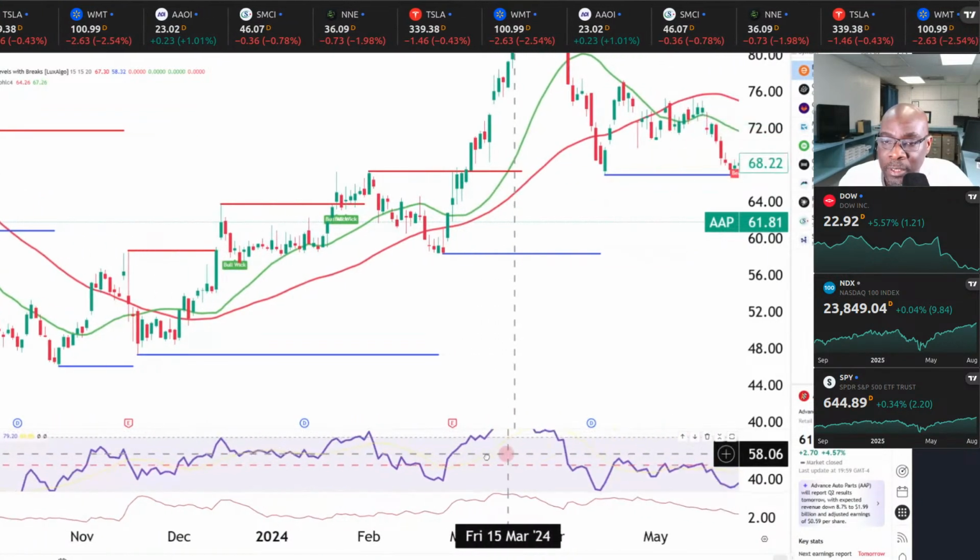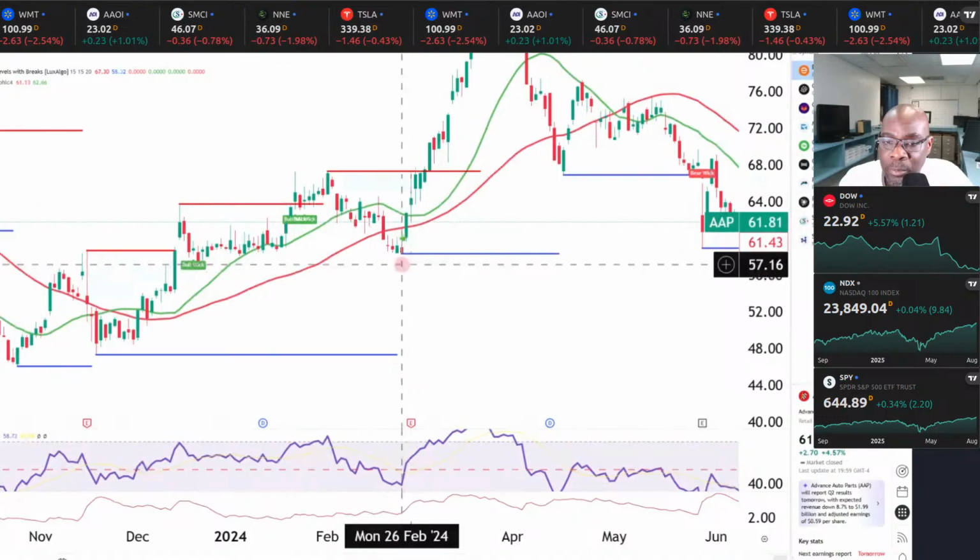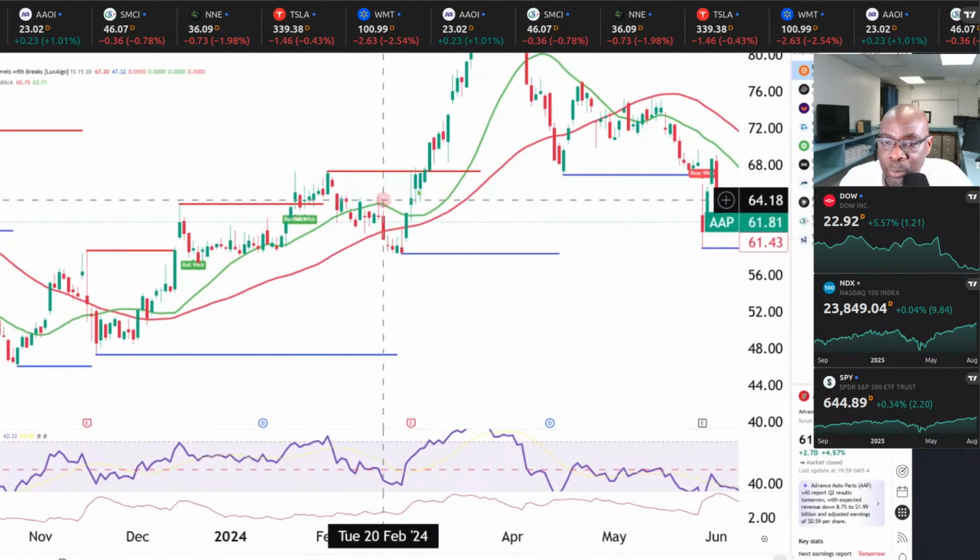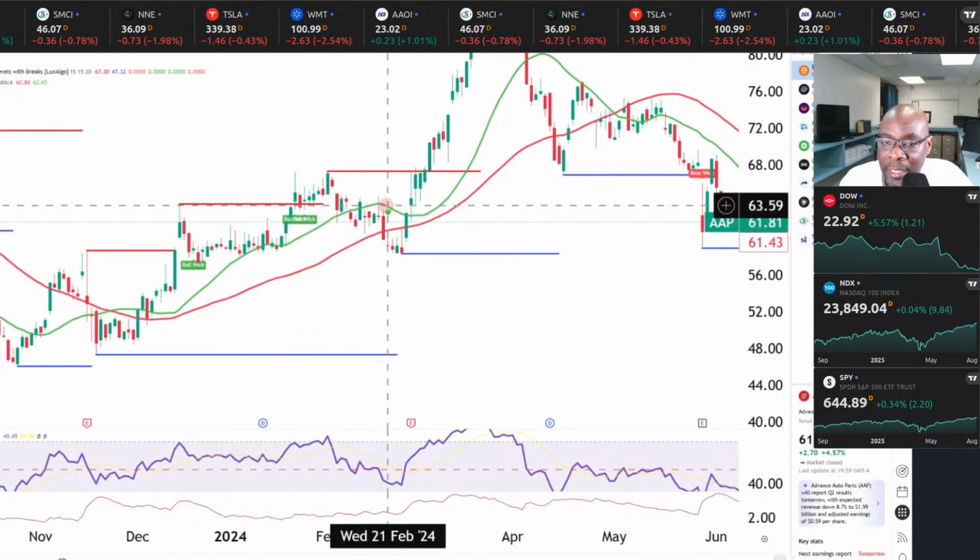So as long as we're in an uptrend, we're looking for a couple things. We're looking for moving averages, green line to be pointing up, red line to be pointing up, green line on top, red line at the bottom.